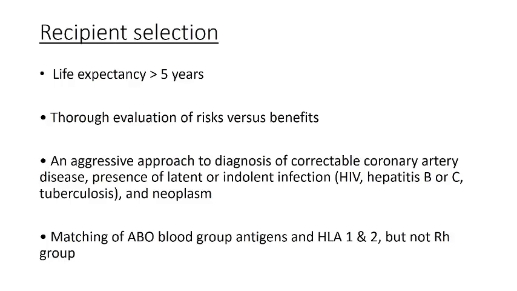So how is recipient selection done? Recipient selection में सबसे पहले देखते हैं life expectancy. Then evaluation करते हैं risk factor or beneficial factor. Then an aggressive approach to the diagnosis of correctable coronary artery disease or presence of indolent infection like HIV, hepatitis B, C, tuberculosis or neoplasm. Matching of the blood group is very important, even the antigen and the HLA.